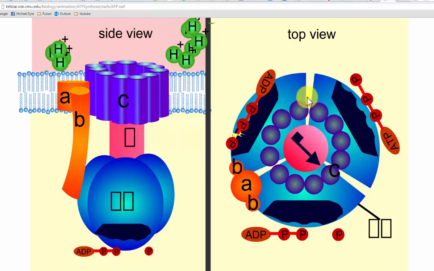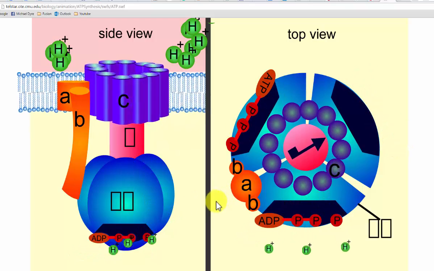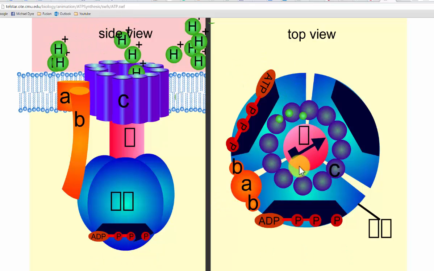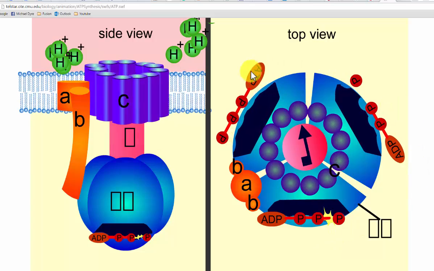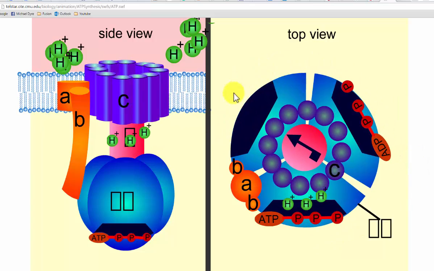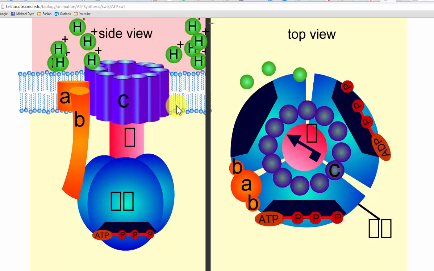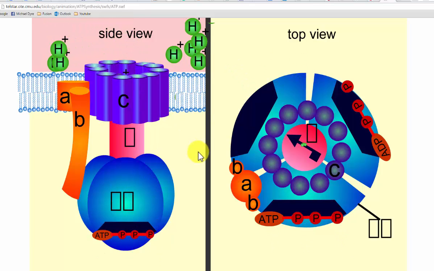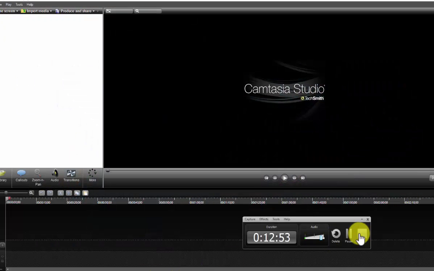Hydrogens go in, spin this off. Here goes another ATP synthesis. Hydrogen comes in, spins. Here comes another, and it just keeps doing this over and over. This is the ATP synthase, which is actually in the cell membrane. Okay, that's what I want to talk about today, and thank you.